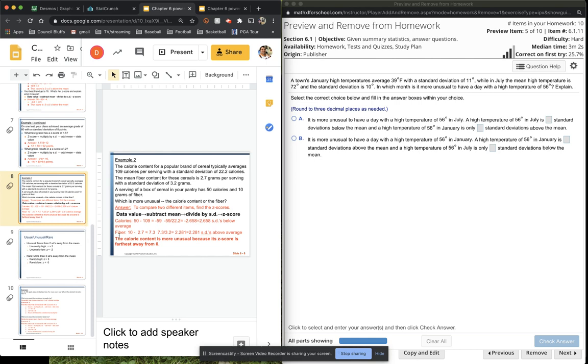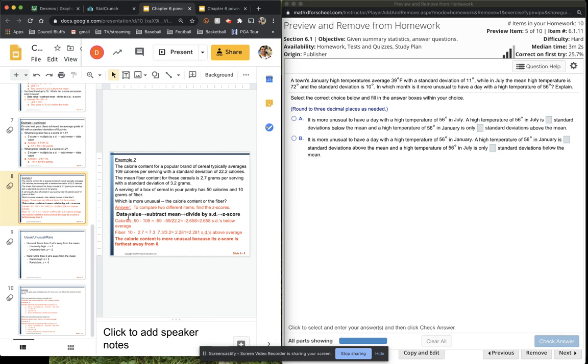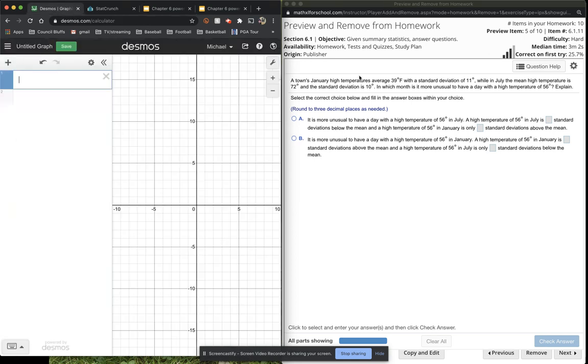In this case, we compare January and July by comparing their z-scores, and whichever z-score is farthest away from zero, that is going to be the one that's more unusual. So let's look at January first. We're going to find the z-score for January. Our data item is 56 degrees, not 55, 56.